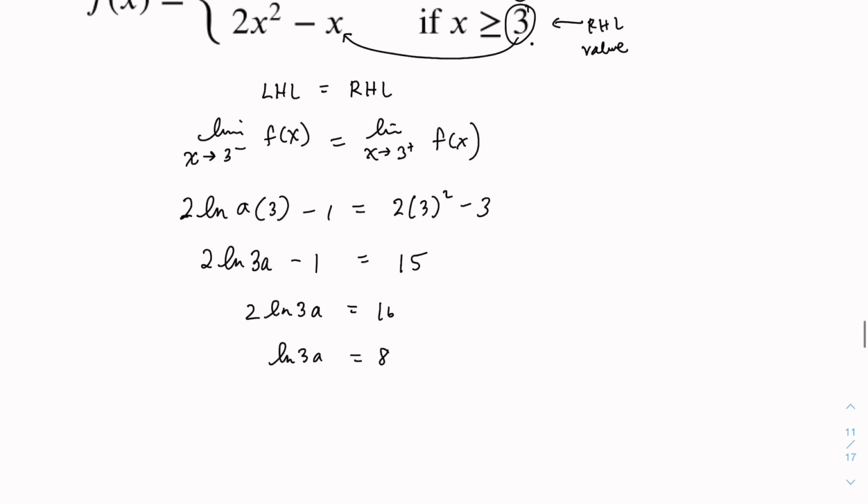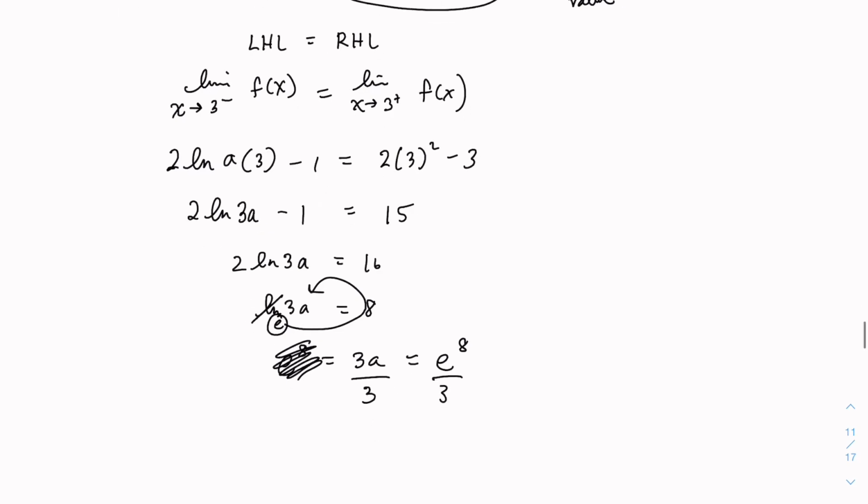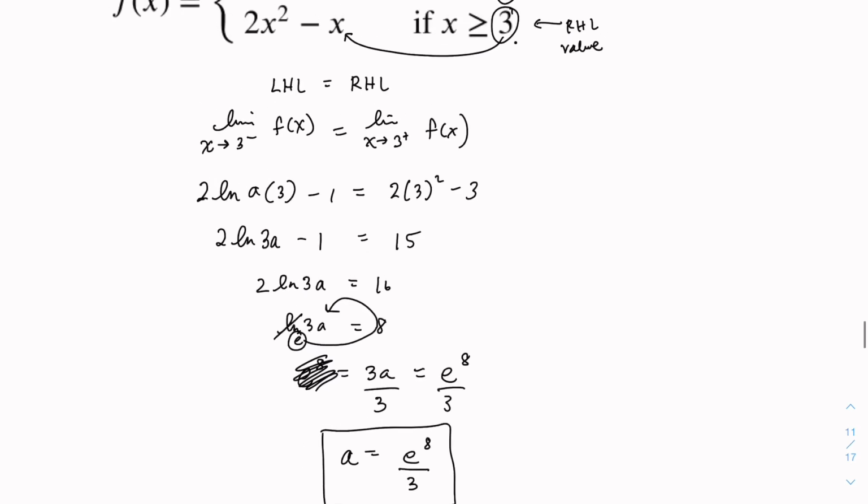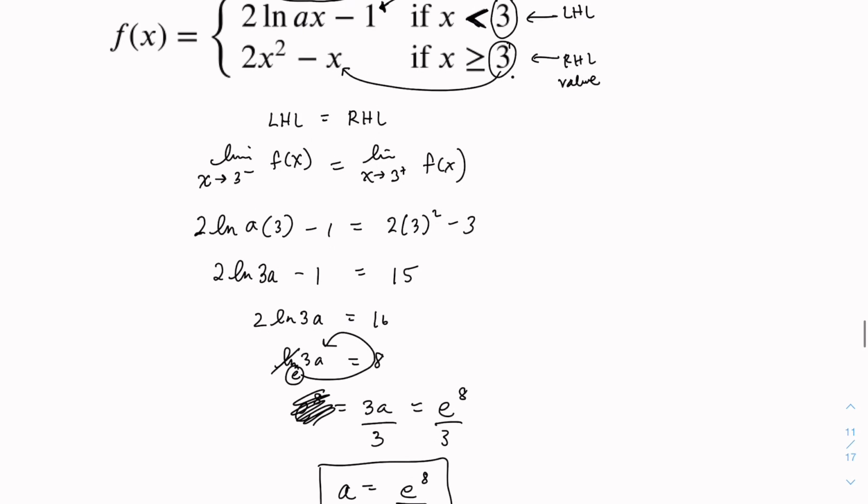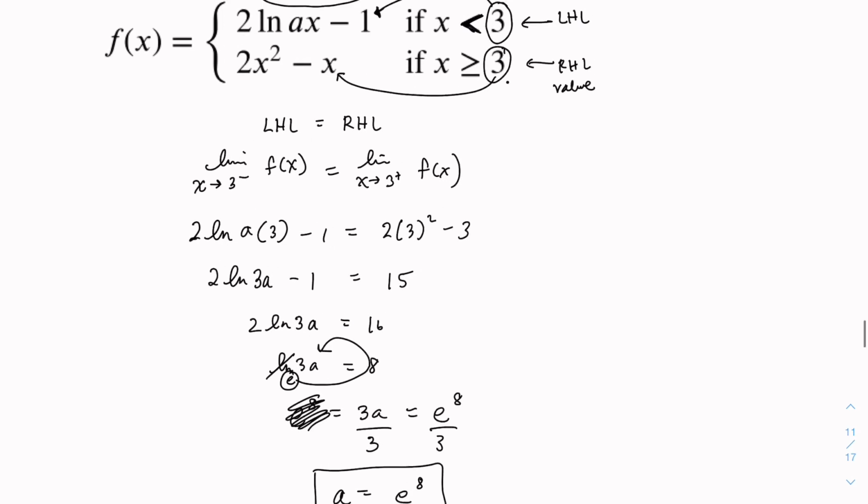And now we're stuck. We're in log form. We should go to exponential form. So cross out the log, write down the base. This is going to be e to the power of 8 equals 3a. I like to keep my variable on the left side, so I'll write e to the 8 on the right. And I'm solving for a, so I'm just dividing. And I find that the a value that makes the left-hand limit equal the right-hand limit is e to the 8th over 3. And we are done.